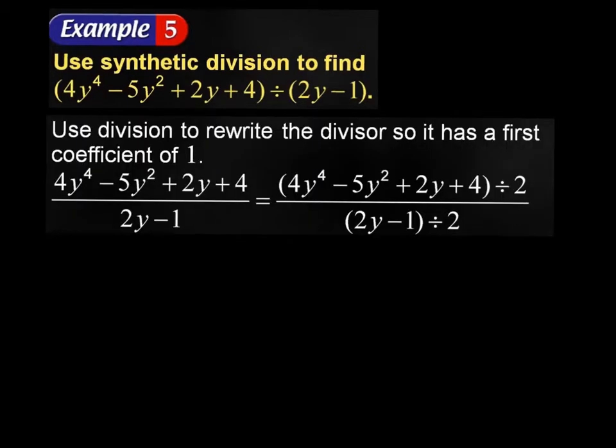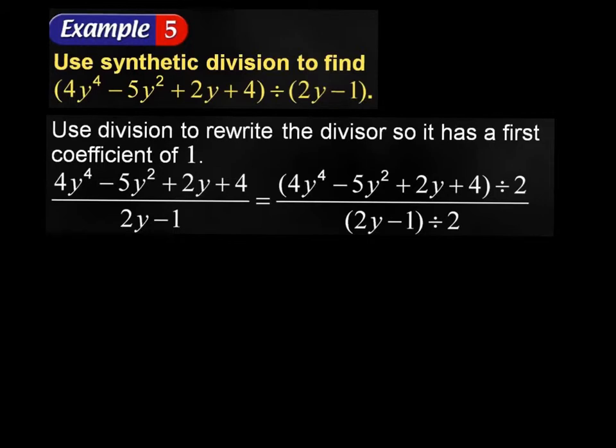At this point, I am going to respectfully disagree with the book that this is a good idea. I'm going to show you how to use synthetic division with a coefficient other than 1. But I think the definition of shortcut is it should be shorter. I would do this by long division. I'm going to show you their way first.